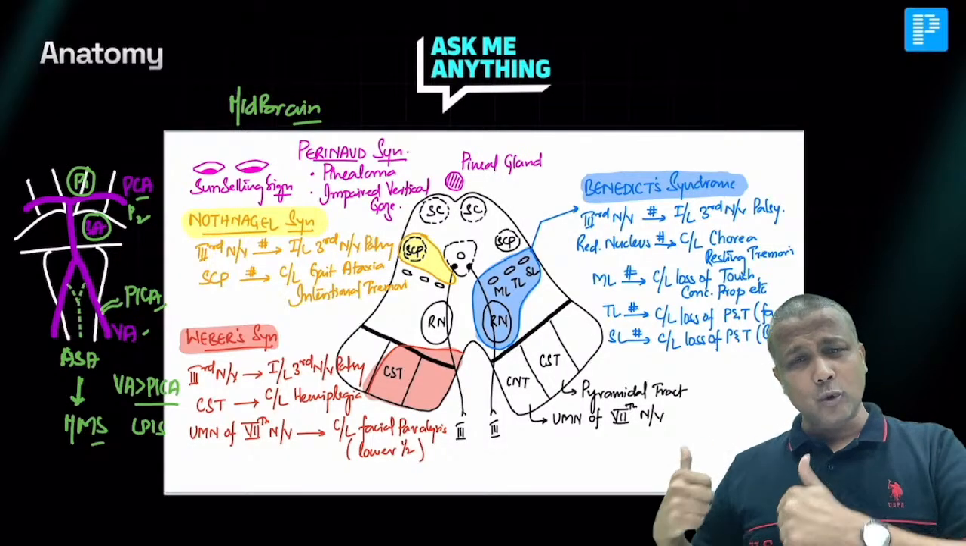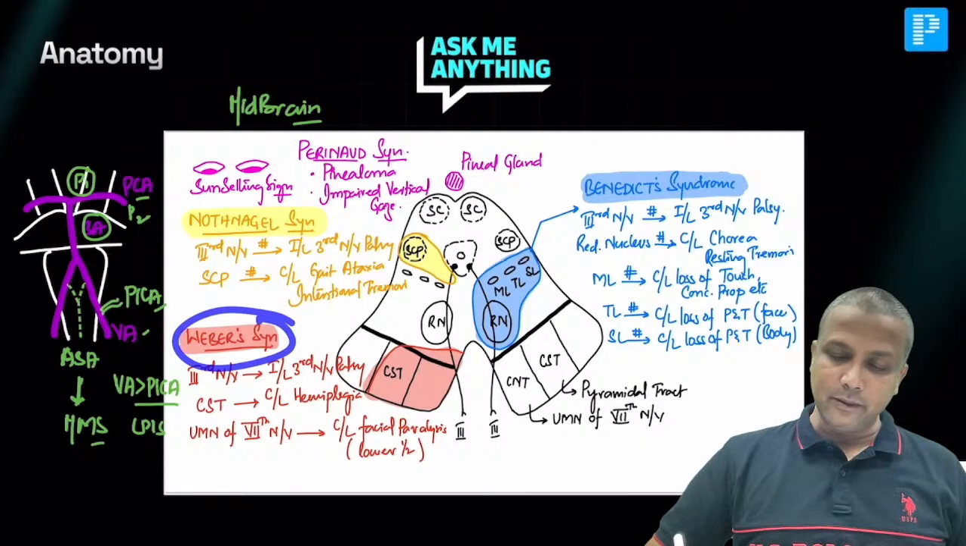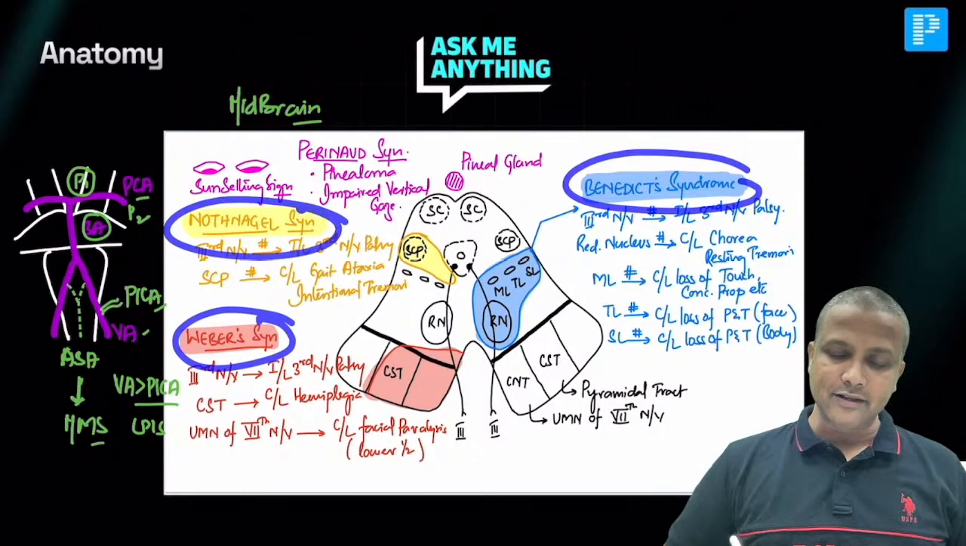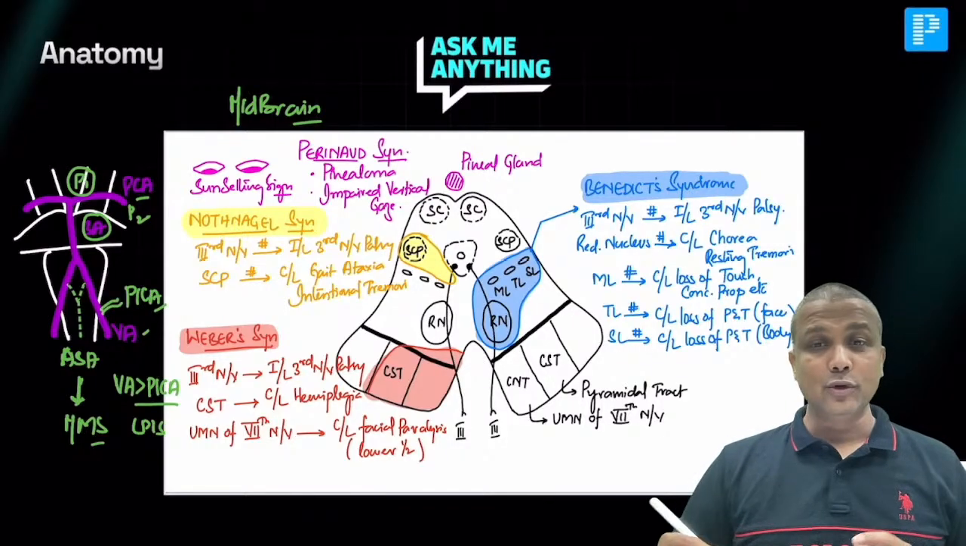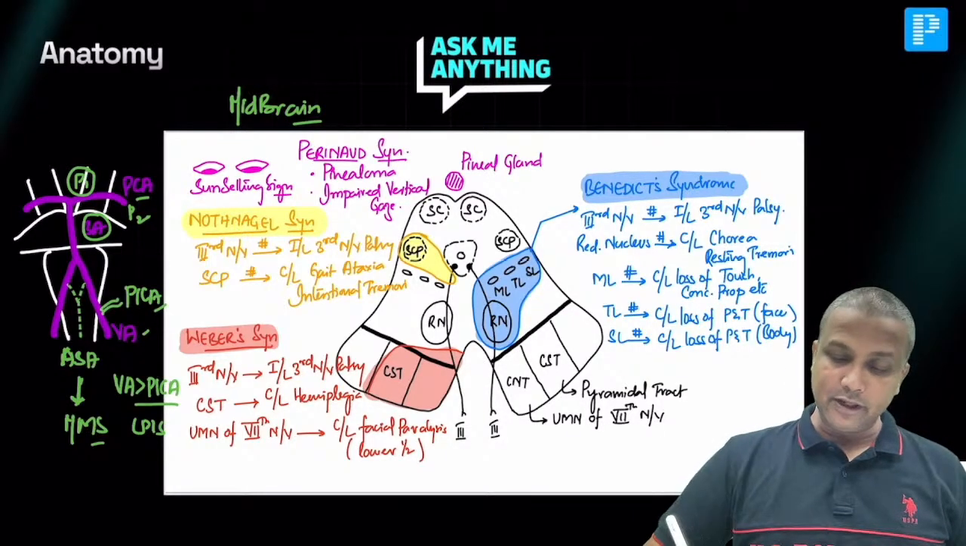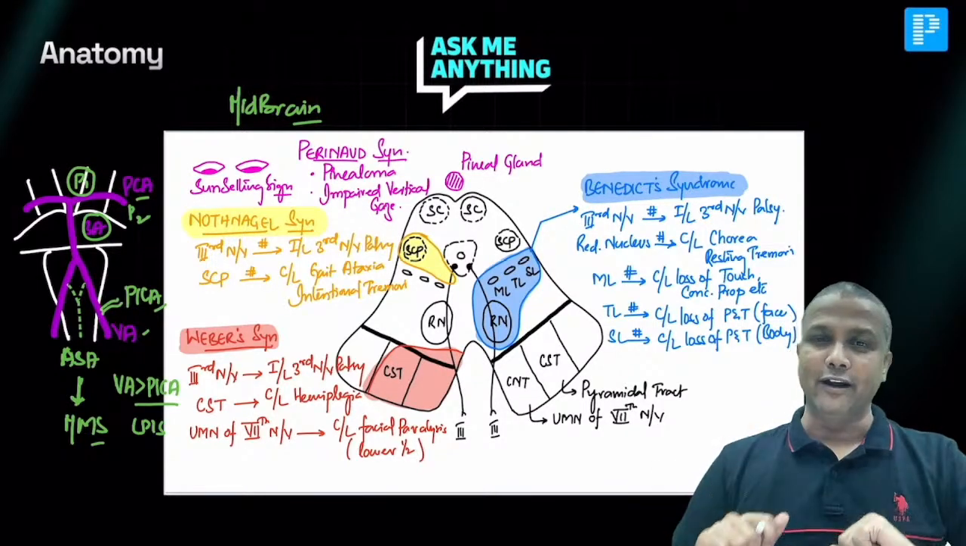For example, if you see this one diagram of the midbrain, you will be able to learn Weber's syndrome here, Benedikt syndrome, Nothnagel syndrome, and Parinaud syndrome. And you know very well there is one more syndrome known as Claude syndrome. That is nothing but the Benedikt plus the Nothnagel syndrome. So all syndromes will be completed in one diagram.